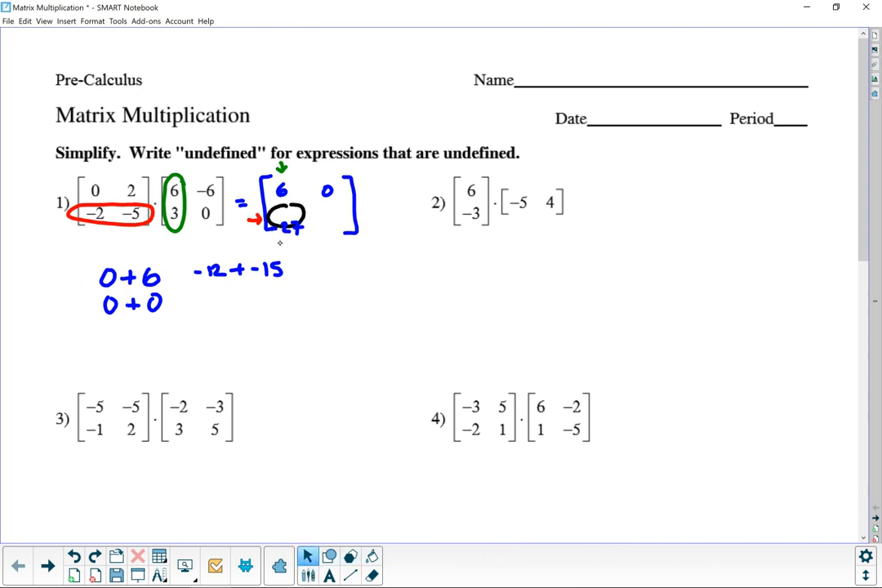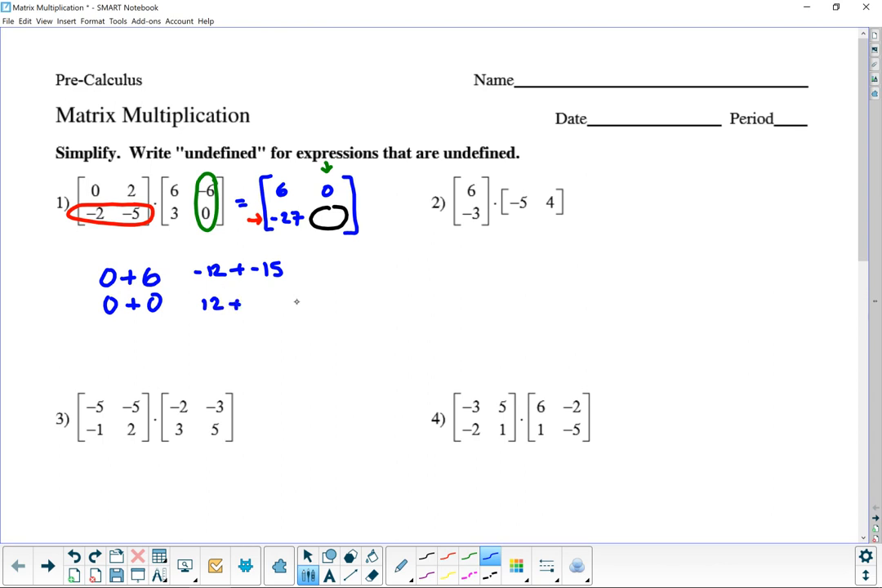Right, if we want the next entry, then we would have to do the second row, and the second column also, which means here's the second column. Second row, second column. Okay, so negative 2 times negative 6 is positive 12, plus negative 5 times 0 is 0. So our answer is just 12. Right, so this is our answer: 6, 0 going across, negative 27 and 12.